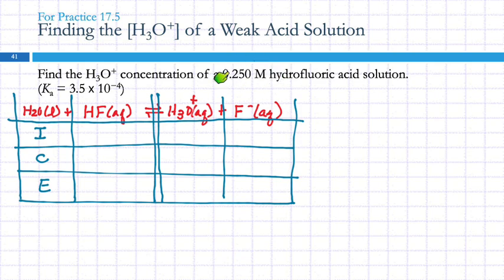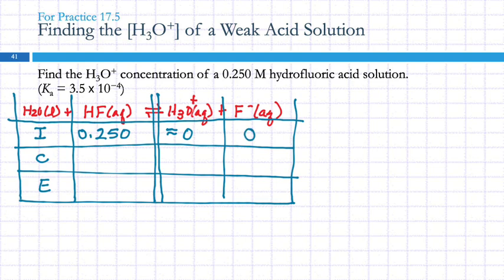So this concentration they give us for this weak acid, 0.250 molar, that's what we put in as the initial concentration for the acid molecule. So that's 0.250. And what's the initial concentration of hydronium? Approximately 0. And how about fluoride ion? That's going to be 0.